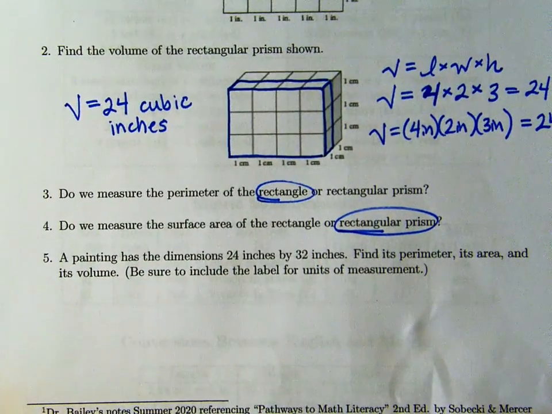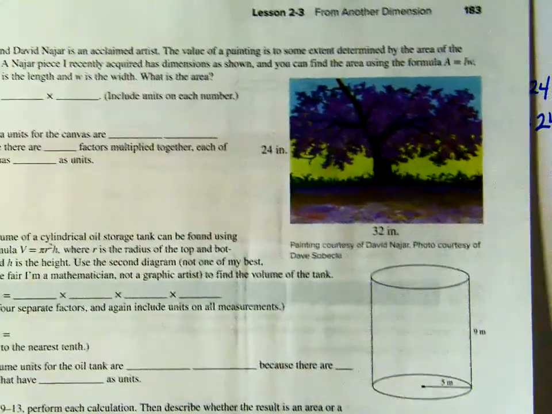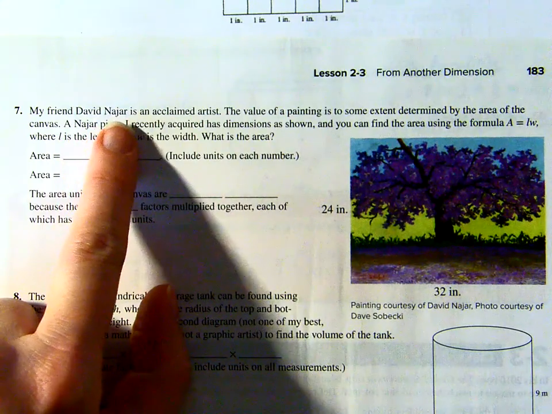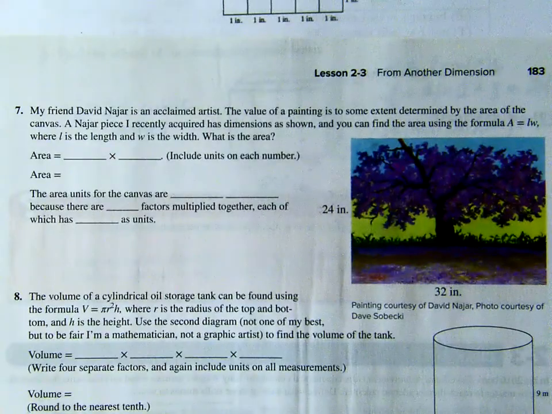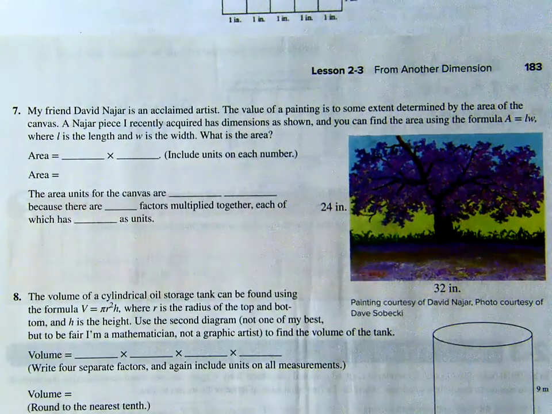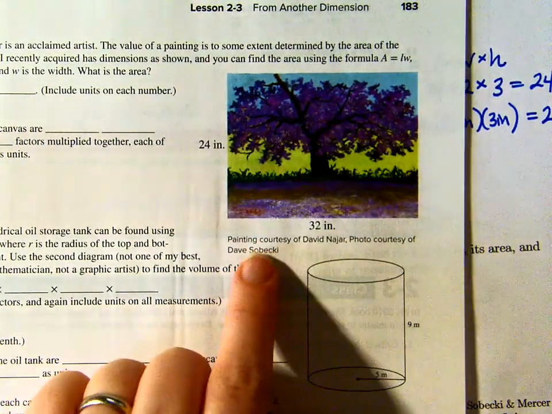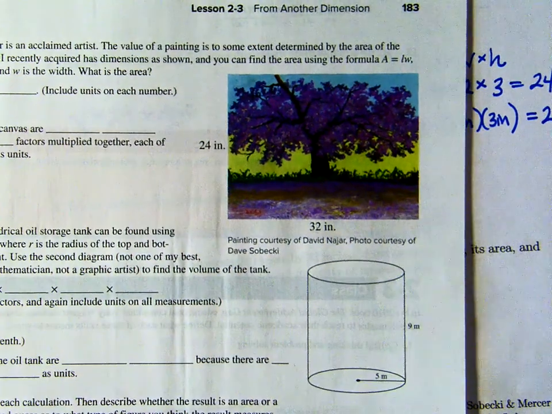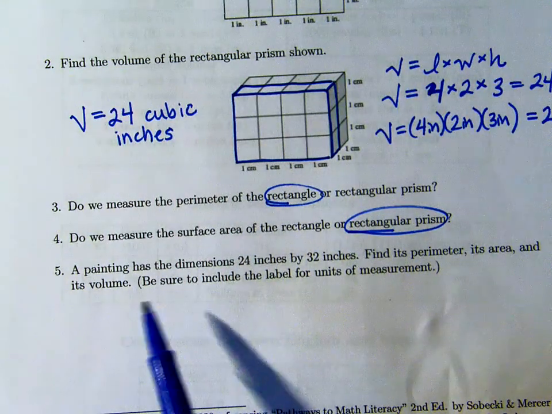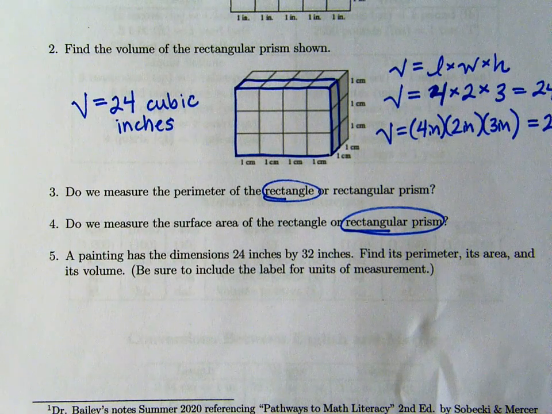So this one, rectangular prism. A painting. I'm going to reference your book. There's the painting he puts in here. He says, my friend, yep, I'm going to botch this like every white woman would, David Nahar made this painting. And when he says, my friend, Sebeki is referencing that. But I think it's valid for any painting. So a painting has dimensions 24 by 32. Find its perimeter, its area, and its volume.